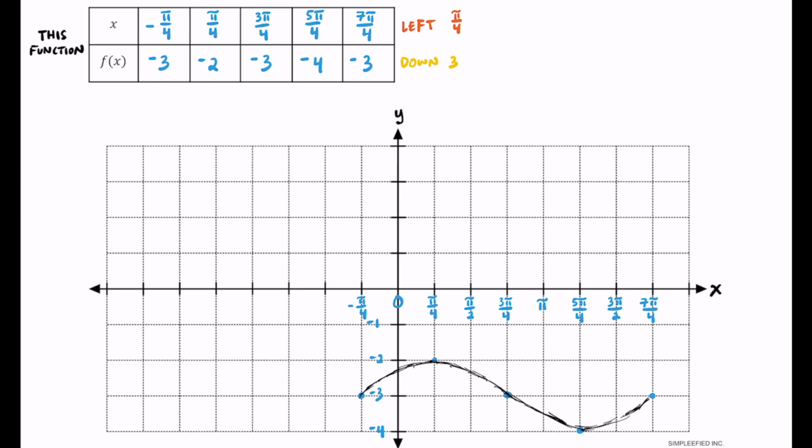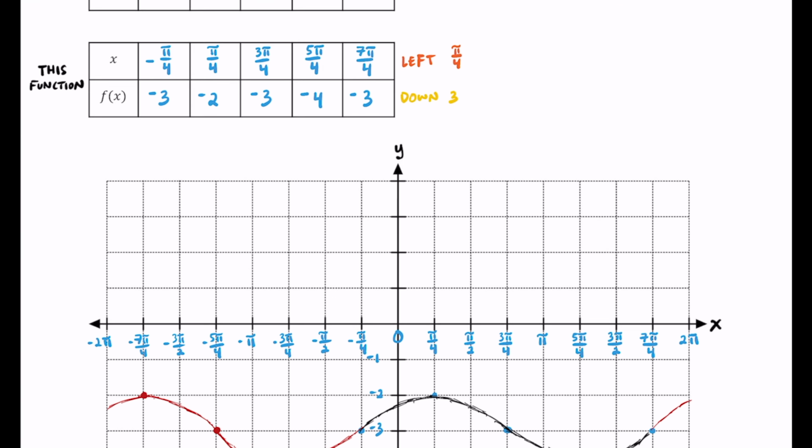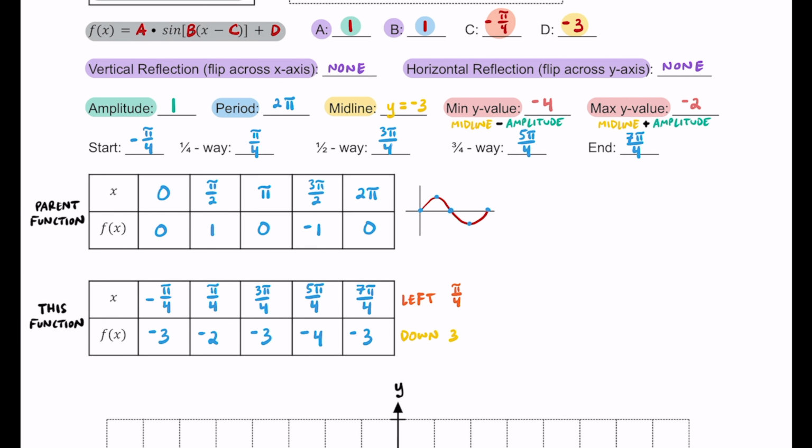Of course, this is just one of the periods, so if we're going to go ahead and continue this pattern, this is what it's going to look like to the right. And then if we go ahead and plot some more points to the left here, this is what it would look like to the left. Going ahead and labeling a couple other things to hopefully make things a little bit more clear.